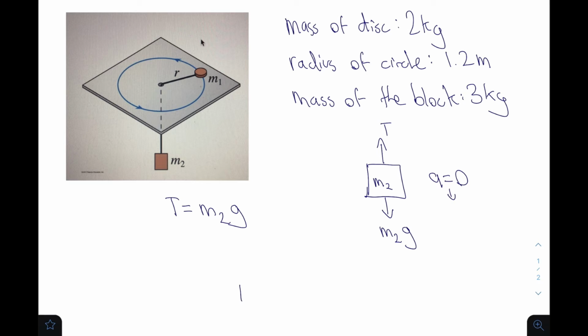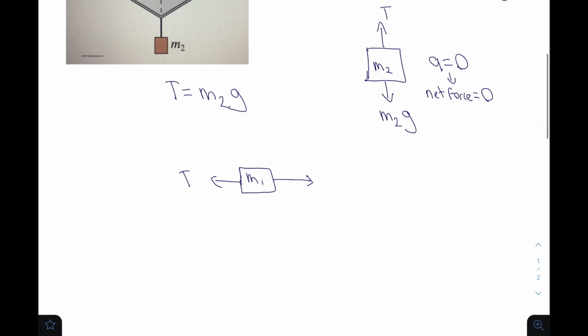Drawing another diagram for mass 1, the disk, we'll see that there's a tension force pulling on it to the center of the circle, and we also need a force pushing out, which is going to be mv squared over the radius. And so these two forces have to equal each other. So we'll write that out. T is equal to m v squared over the radius.